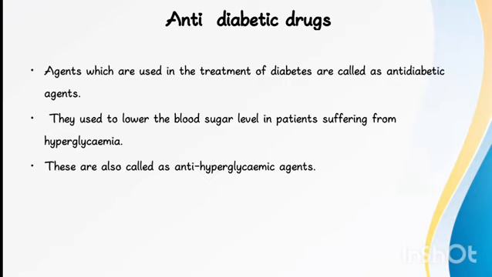Anti-diabetic drugs. Anti-diabetic drugs are the agents used in the treatment of diabetes mellitus. They help to reduce blood glucose level in patients suffering from hyperglycemia. These drugs are also called anti-hyperglycemic agents.